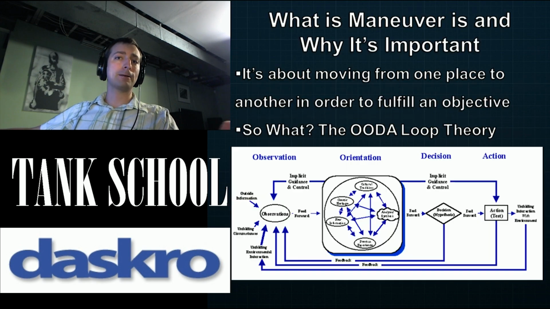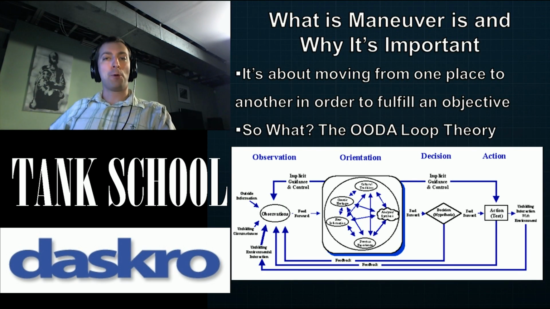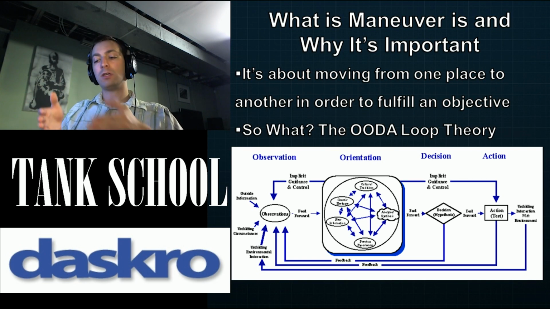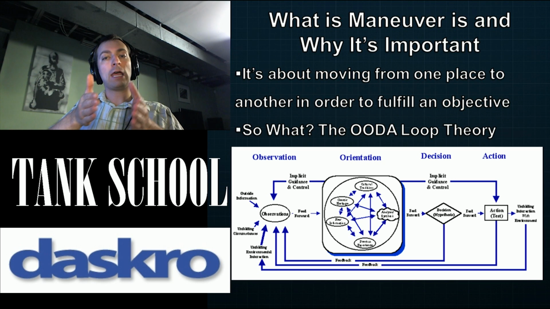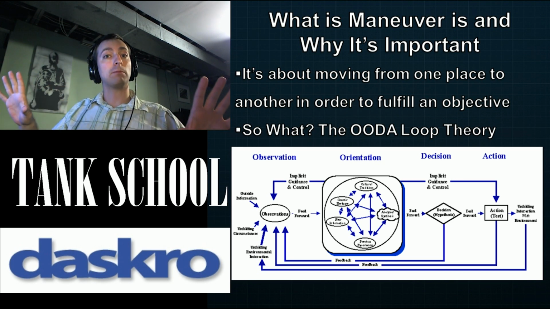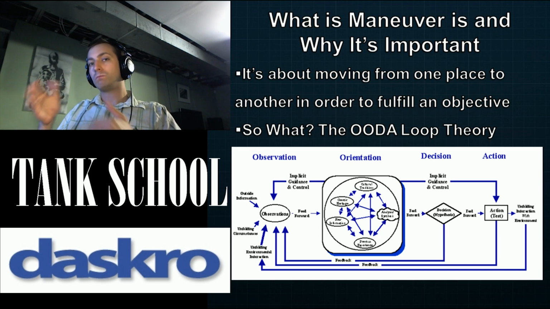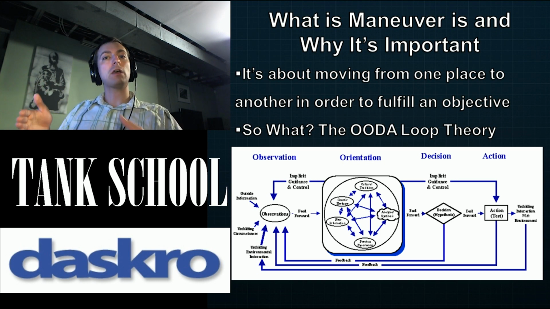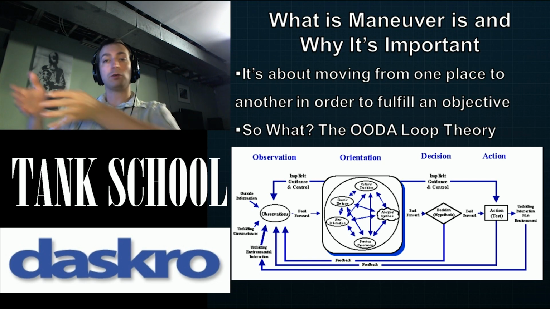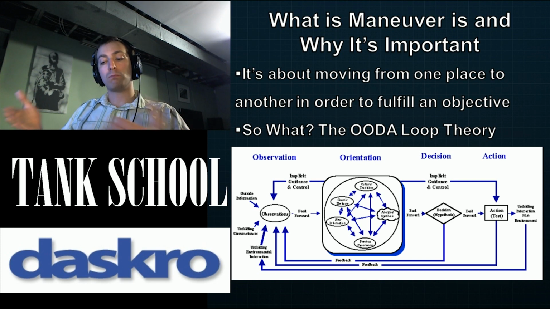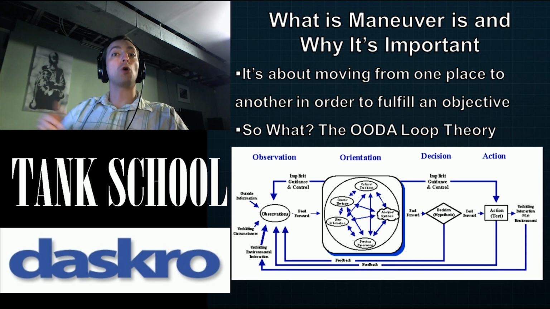First topic, what is maneuver and why is it important? Well, there's a lot of different definitions of maneuver out there. However, I'm going to keep it really simple. It's going from point A to point B to fulfill an objective. That's it. Moving from point A to point B means that you are changing yourself in some respect from your position at rest to your position in the future, and then you, hopefully, by doing so, have gotten yourself one step closer to whatever goal you're trying to accomplish. Okay, that's easy. That's simple.